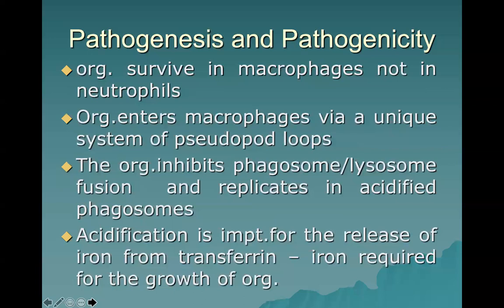For the pathogenesis and pathogenicity, since the organism is a facultative intracellular pathogen, it can survive in macrophages but not in neutrophils. The organism enters macrophages via a unique system of pseudopod loops. It is known to inhibit phagosome-lysosome fusion and replicates in acidified phagosomes. Acidification is very important for the release of iron from transferrin, which is required by the organism for its growth.